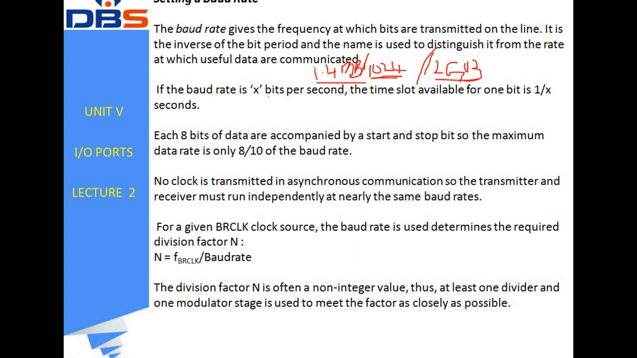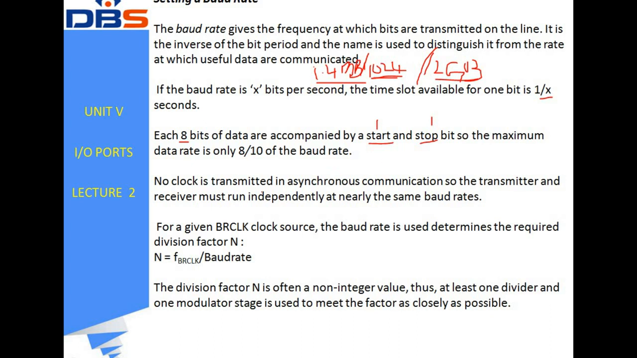So if the baud rate is x bits per second, the time slot available for 1 bit is 1 by x seconds. For example, if we are transmitting 8 bits of data, each 8 bits of data are accompanied by a start bit and a stop bit. So the maximum data rate is only 8 by 10. Here we are transmitting 8 bits along with 1 start bit and 1 stop bit, so completely we have 10 bits. That means we are transmitting only 8 bits out of 10 bits.